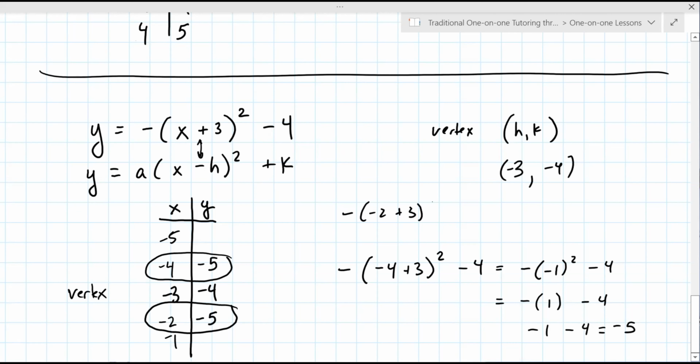-2 plus 3 squared minus 4. Inside the parentheses is 1. 1 squared is 1. Then you negate, so it becomes -1 minus 4, which is -5. But the idea is you save time by not having to recalculate it.